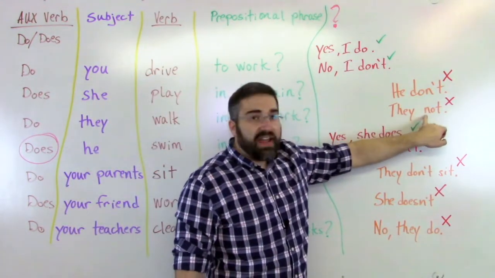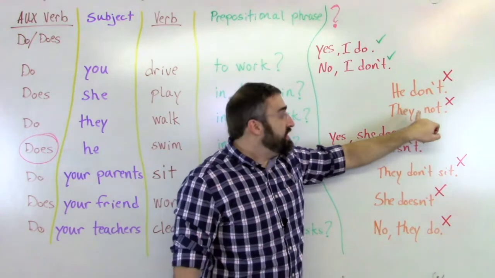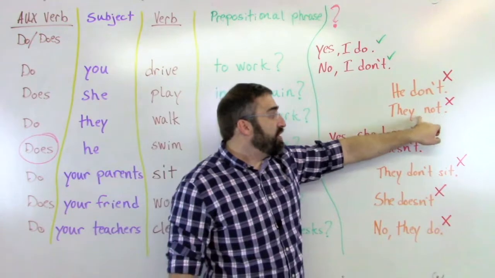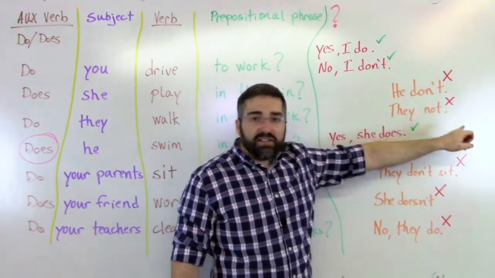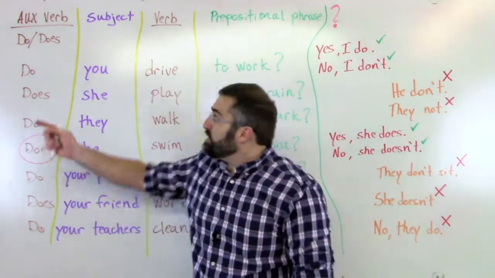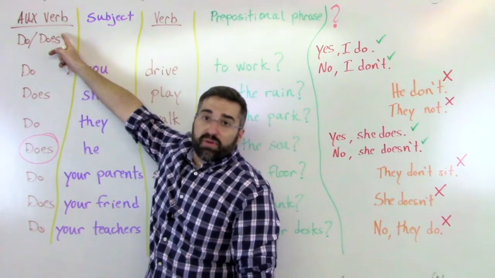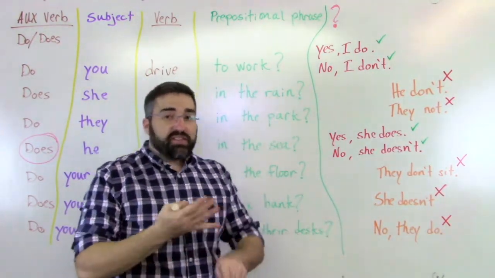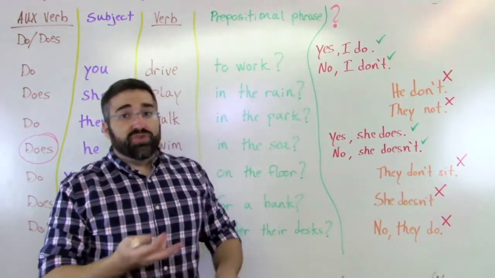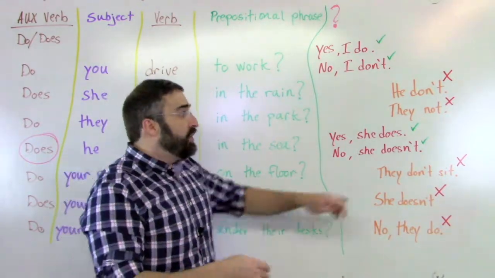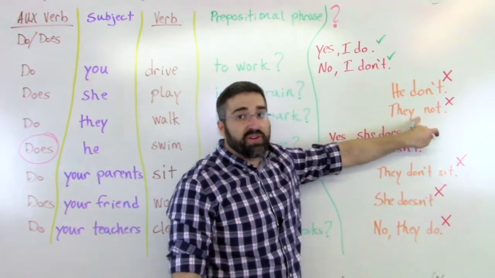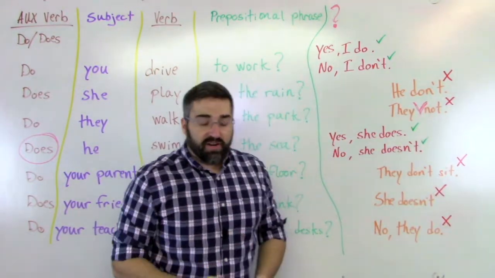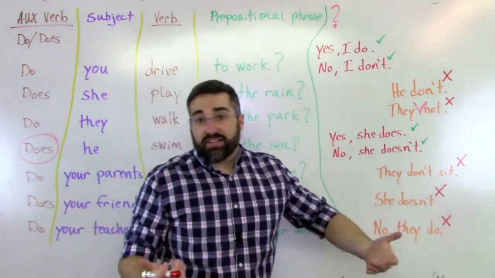Again here, "they not." This is incorrect, okay? The reason is we need a verb. Right? "They not," there's no verb. Where's my auxiliary verb? They not what? I need something like "they are not," "they do not," "they cannot," whatever it is, I need some sort of verb right here. Otherwise it's not a sentence.